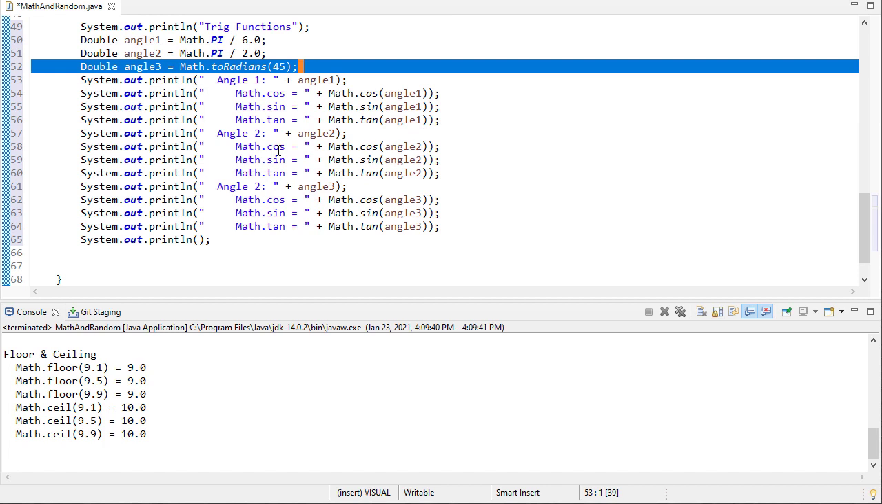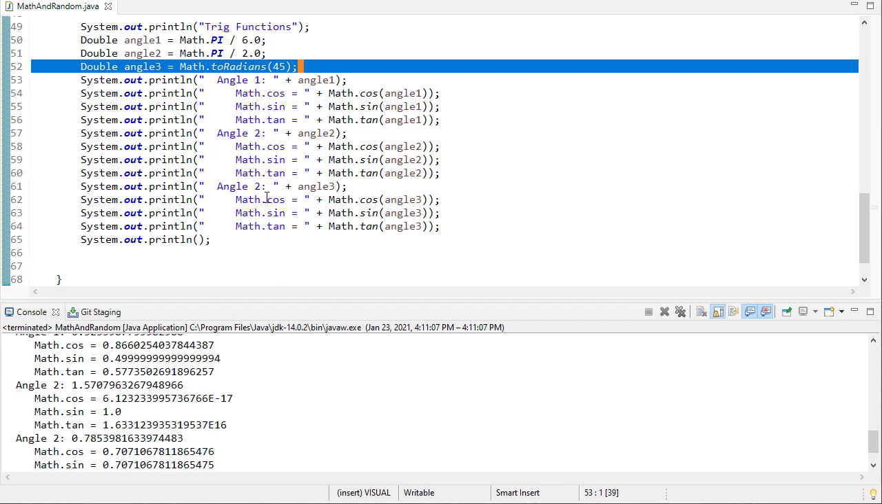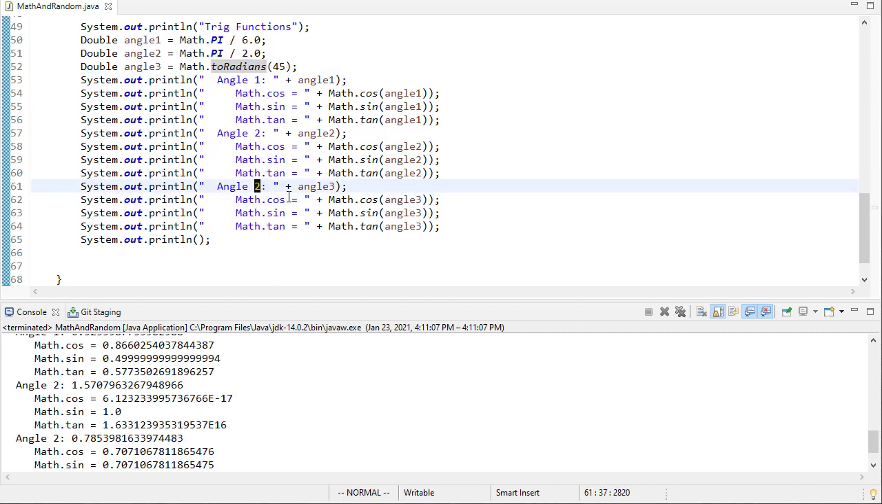Then I will calculate the sine, cosine, and tangent for each of those. And again, I'm going to check to make sure I'm calling with the right parameters everywhere, which I am. Good. And I will run that. And so I do have one bug. That's angle 3 there. So let me rerun this.